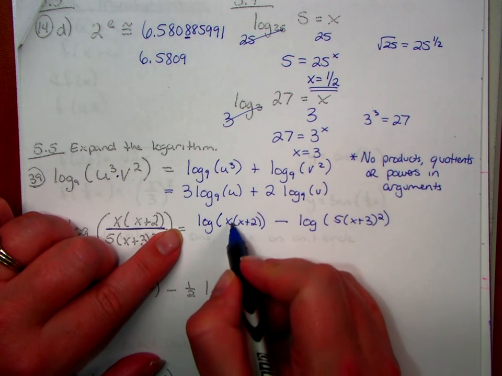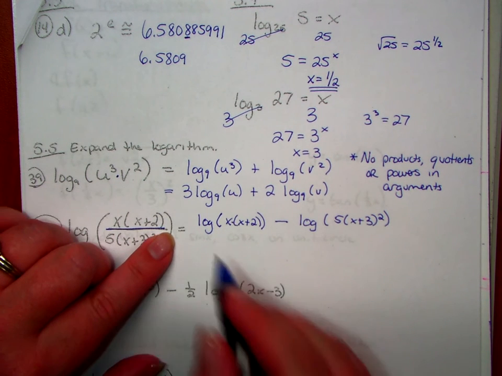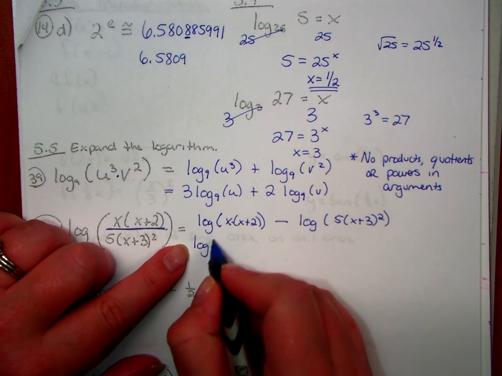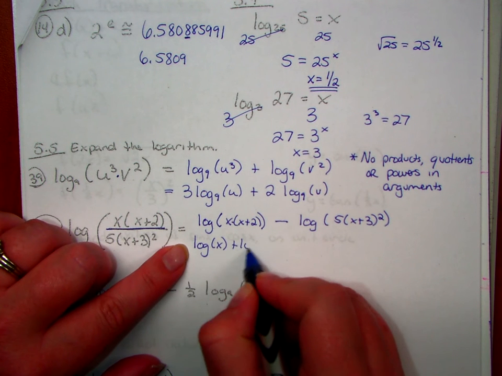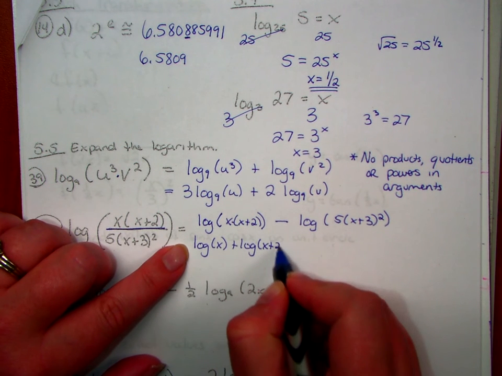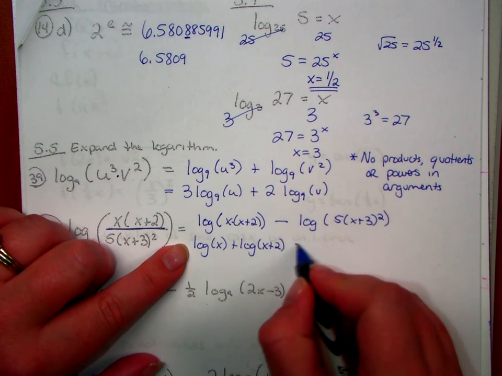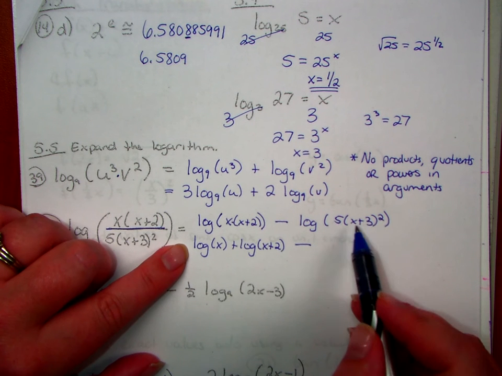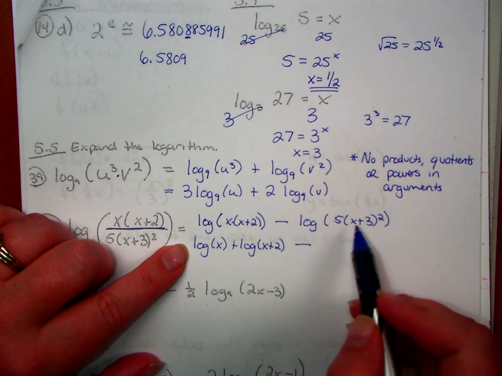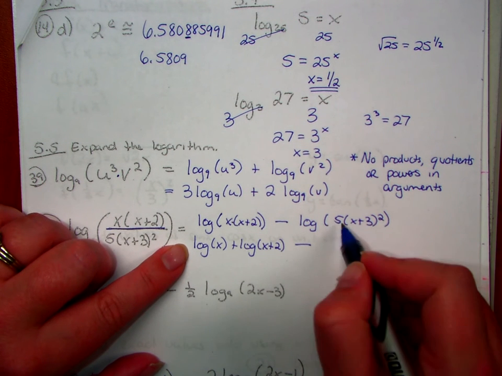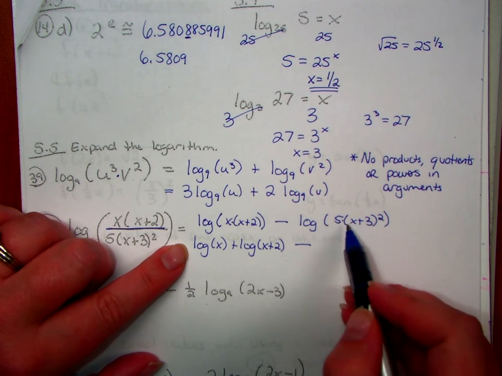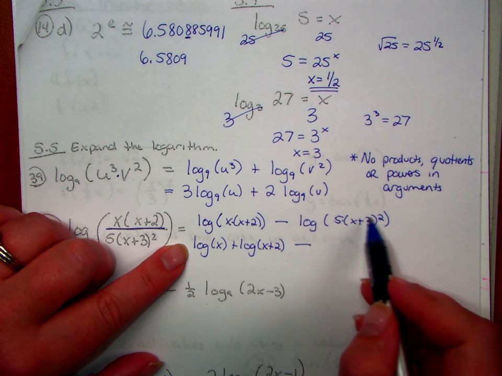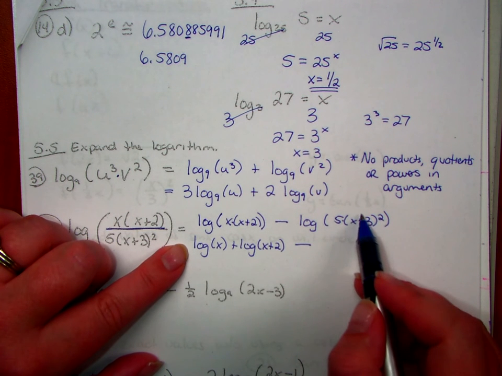So I'm going to split up this product into two separate logarithms. So I'm going to get log of x plus log of x plus 2, right? Minus, now here I have a 5, an x plus 3, and a square, right? You need to split up this product first. This is 5 times x plus 3 squared. And only the x plus 3 is being squared, right?